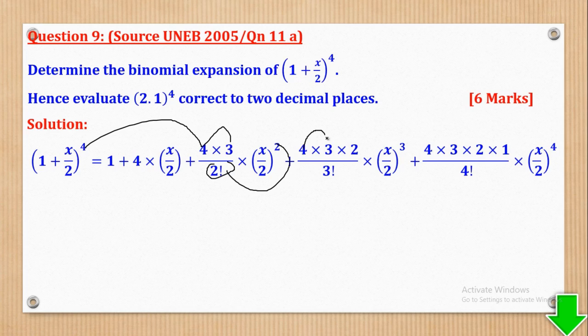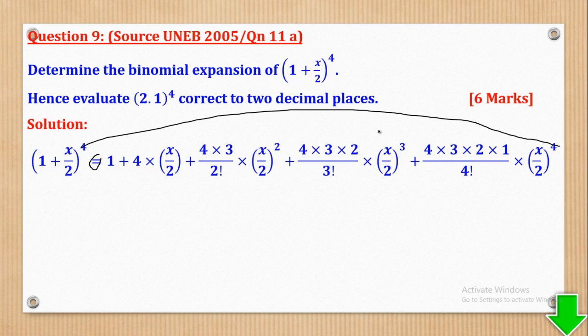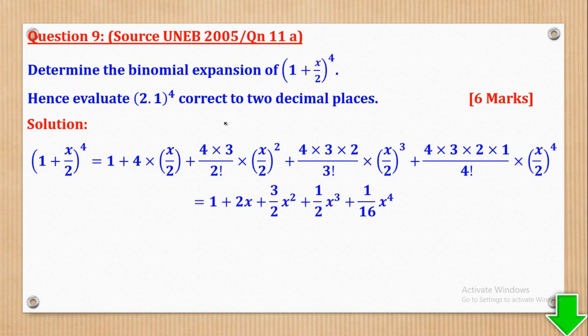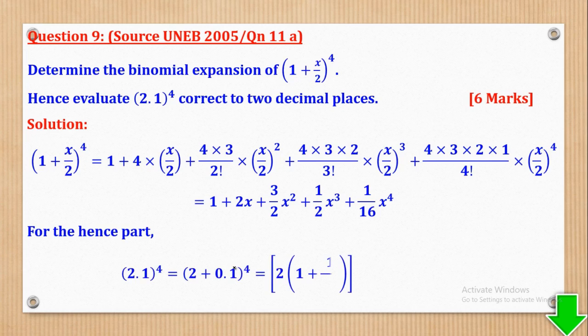Then this one will be 4 times 3 times 2 over 3 factorial, then the other term raised to the power 3. Then 4 times 3 times 2 times 1 over 4 factorial, then the other term raised to the power 4. Realize that we are putting an equal sign because we are expanding up to the very last term in the expansion. Now next is to simplify, and when I simplify, I'll come up with that. Now for the hence part, we have to look for the value of x.